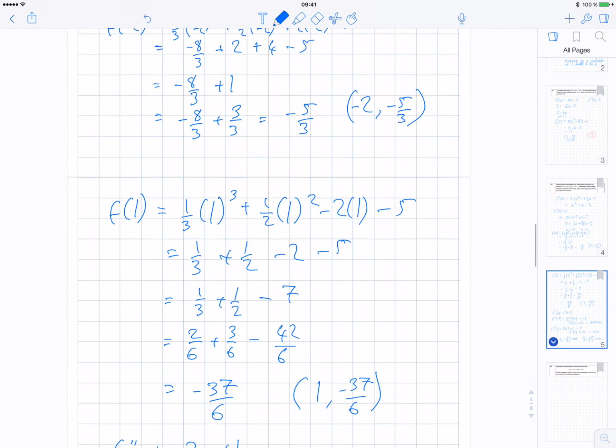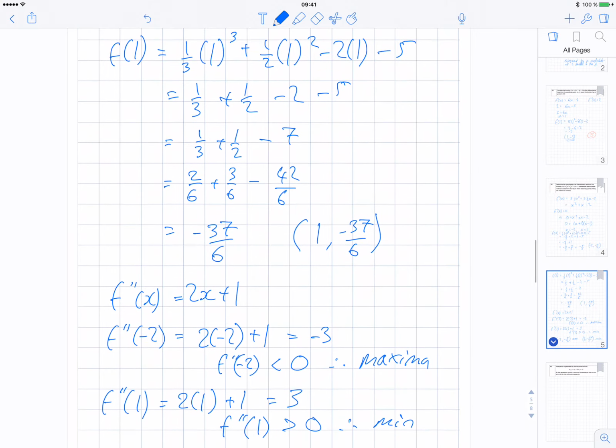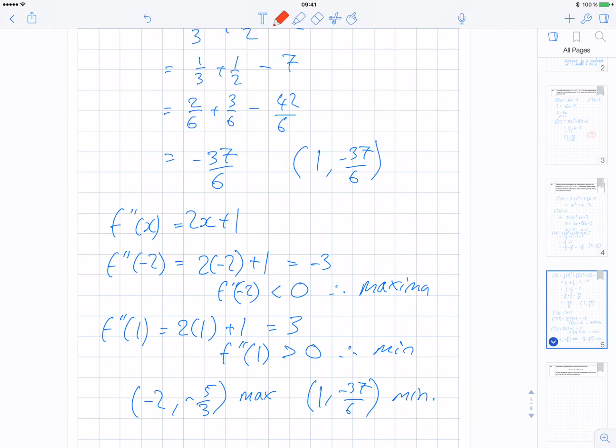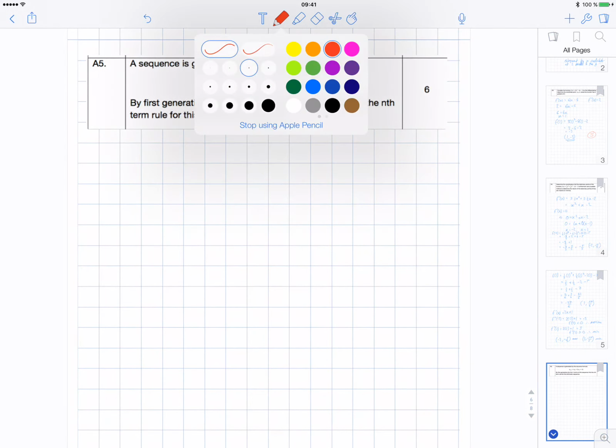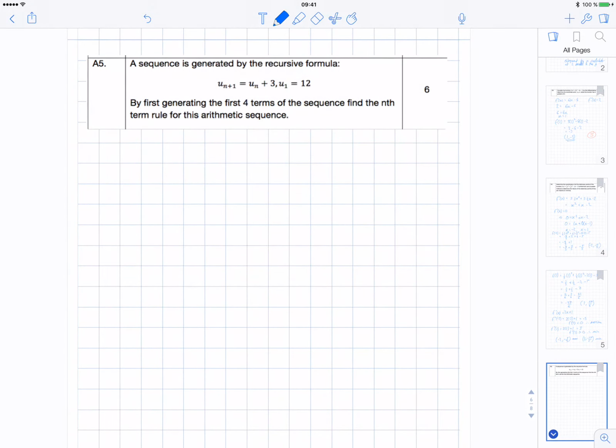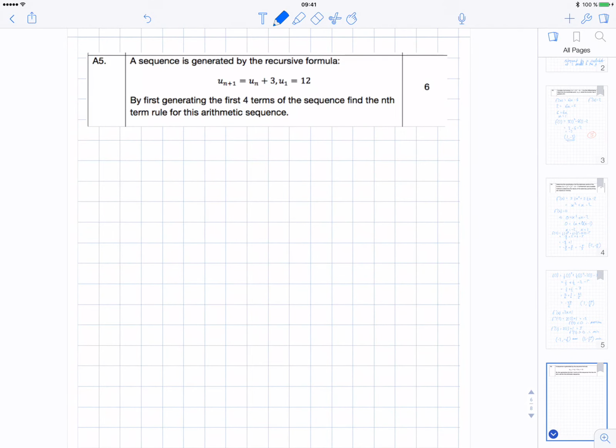And that was worth, well, yeah, there was quite a lot of work in there, but I have to have some challenging questions on there. A5, a sequence is generated by the recursive formula. By first generating the first 4 terms of the sequence, find the nth term rule for this arithmetic sequence.